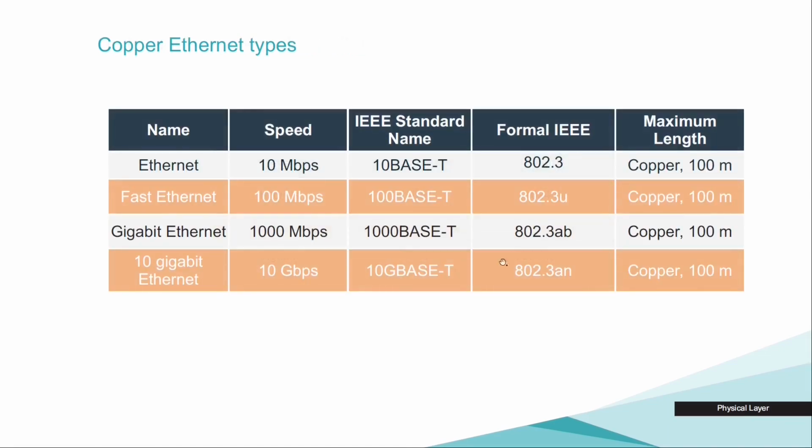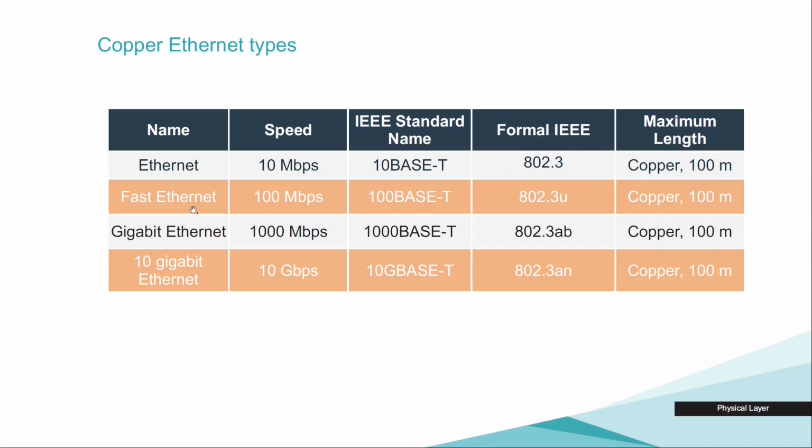For the copper Ethernet cable, we have multiple types of cables. There are actually more than those, but for CCNA we only need to learn about these: Ethernet, Fast Ethernet, Gigabit Ethernet, and 10 Gigabit Ethernet. Ethernet is 10 megabits per second. The standard name is 10BASE-T. The formal name is 802.3. As you can see, all the formal IEEE names start with 802.3. This cable is copper and can run up to 100 meters.